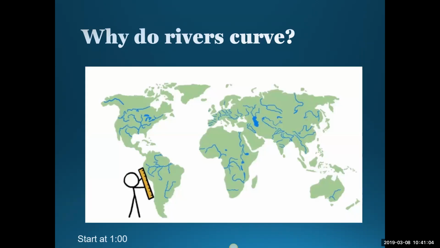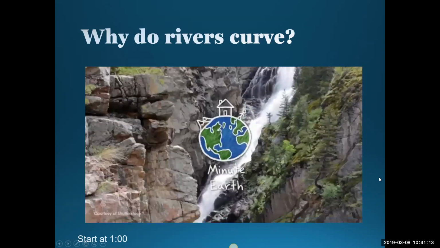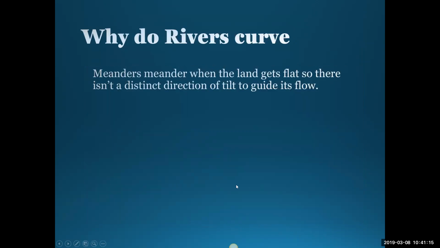Okay, so I didn't think the reading explains super well how meanders form or why they start bending, so I liked that quite a bit. In your exam test bank, it has this question: why do rivers curve? And the way it's worded in the exam is that we get meandering rivers when the land is so flat, there isn't a distinct direction of tilt to guide its flow.